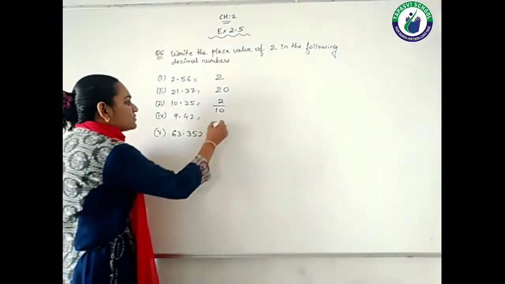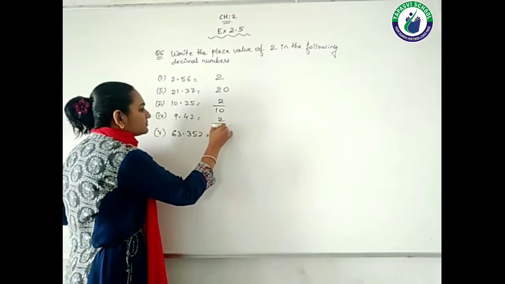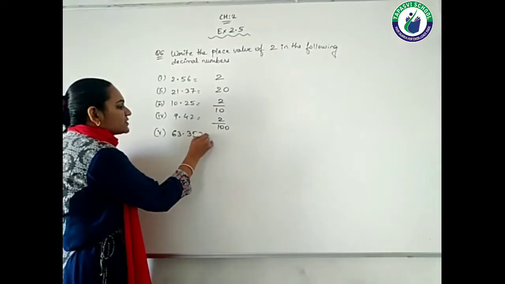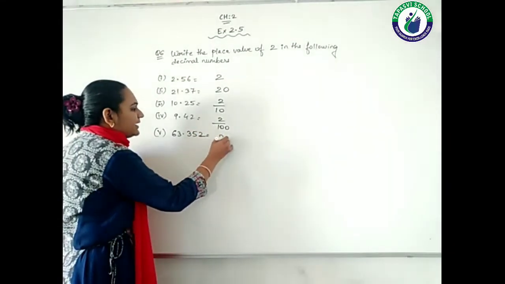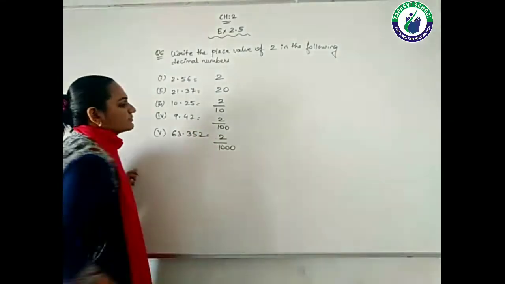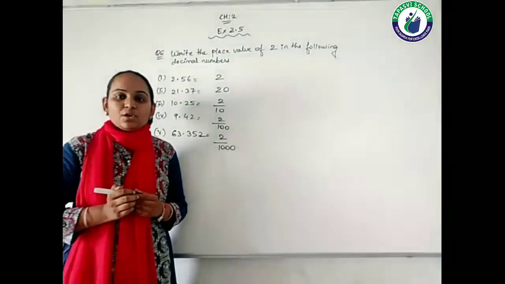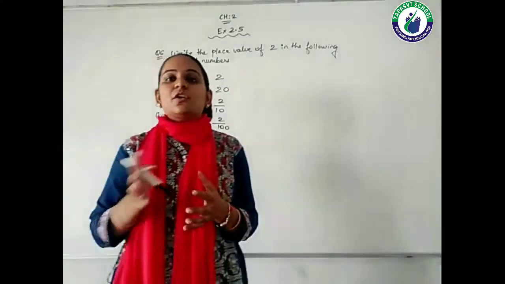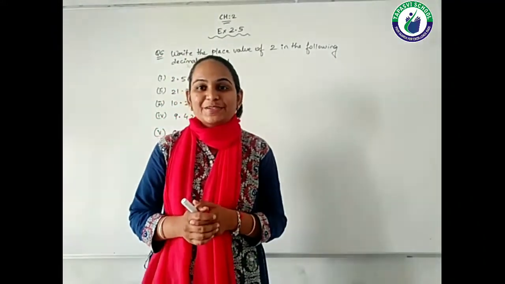So here I am writing 2 upon 100. And here the place of this 2 is 1000. So here I am writing 2 upon 1000. Is it okay? So depending on the place of the digit, you have to write accordingly. Is it okay to all of you?